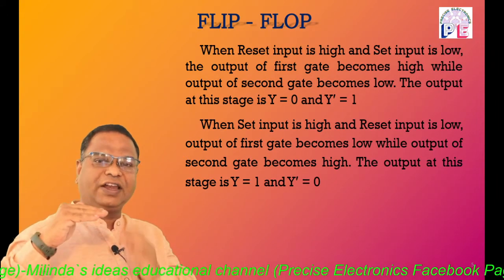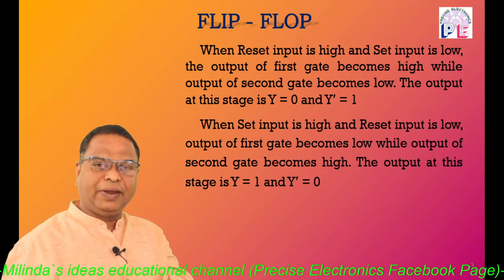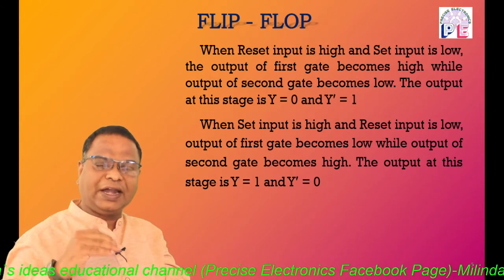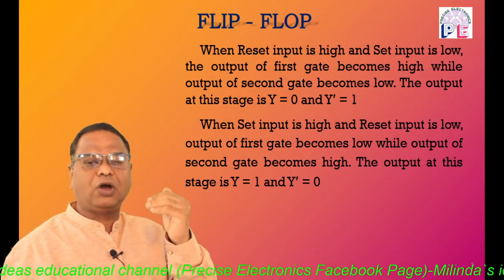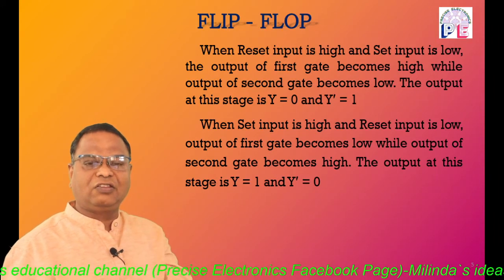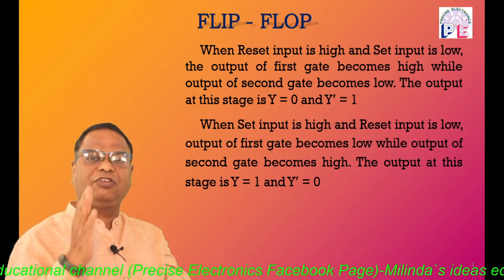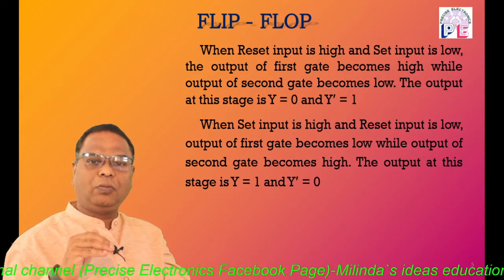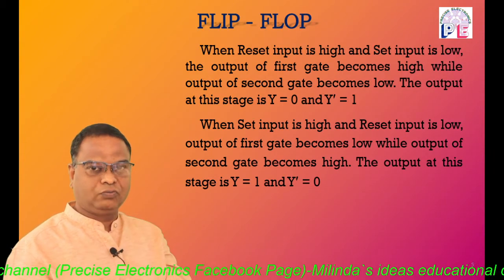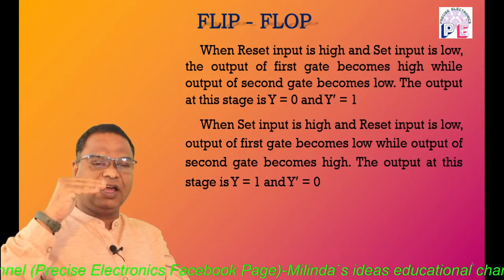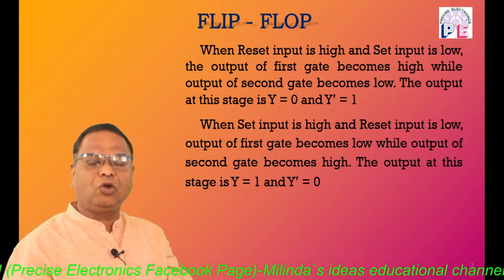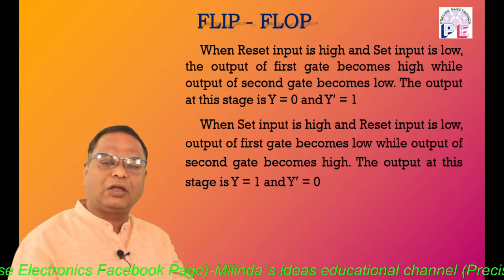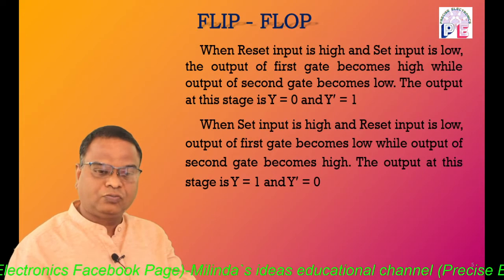So the output of the first NAND gate, that is Y complement, now goes to low level, while the output of the lower NAND gate, that is Y, goes to high. So in this case, the outputs are Y equal to 1 and Y complement is 0. That means the flip-flop is in set mode. So friends, when the set input is high and reset input is low, the flip-flop is in set mode. So the output now becomes Y equal to 1, Y complement is 0.